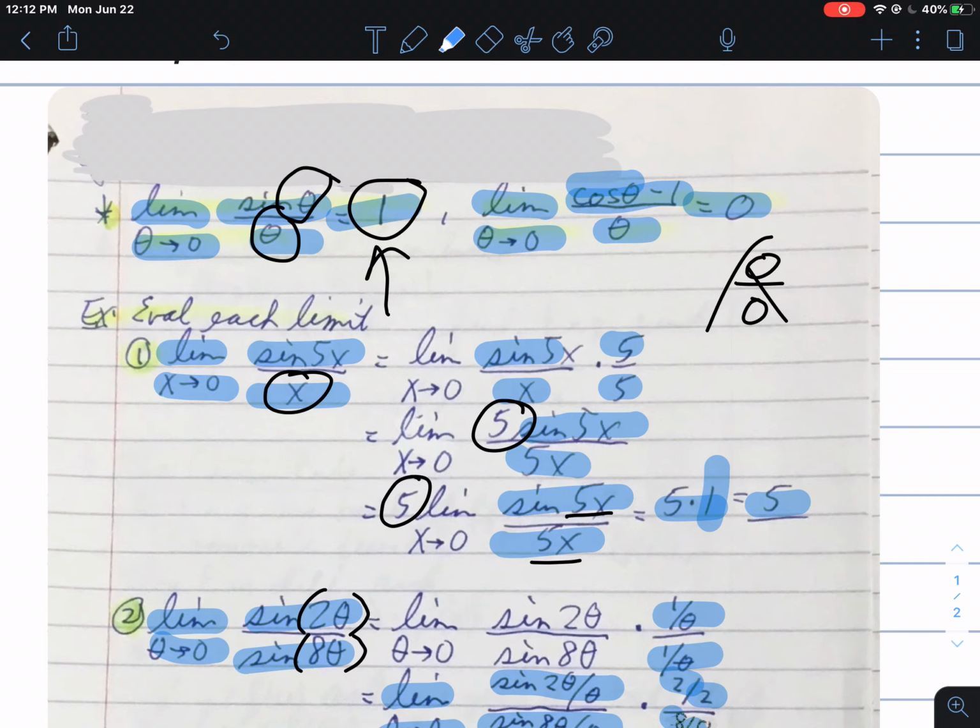But that's it for that section. It's a pretty straightforward section. Just make sure you know the derivatives of your trig functions.